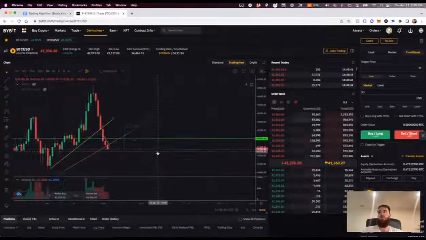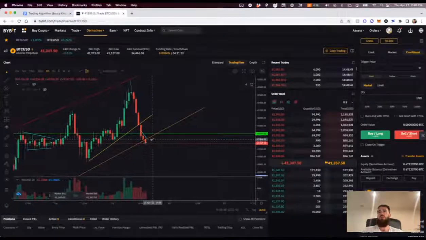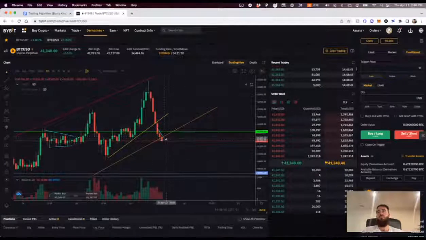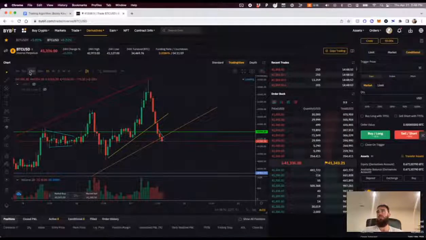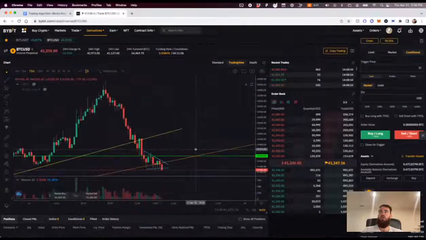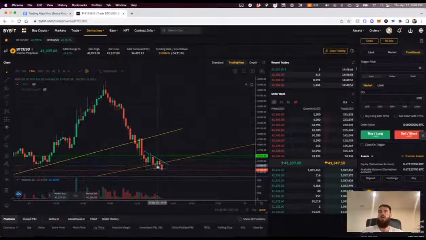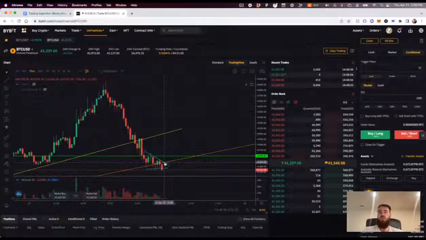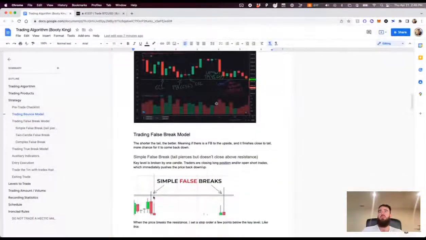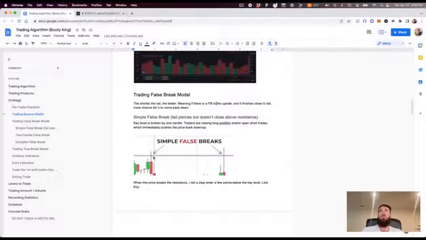Let me change my browser. So the false break we're going to do here is, we're actually going to wait until we see this come back above the 4-hour line and enter that. Let's look at that. So, train the false break model.